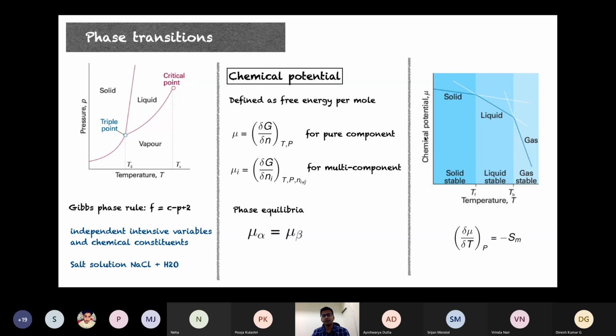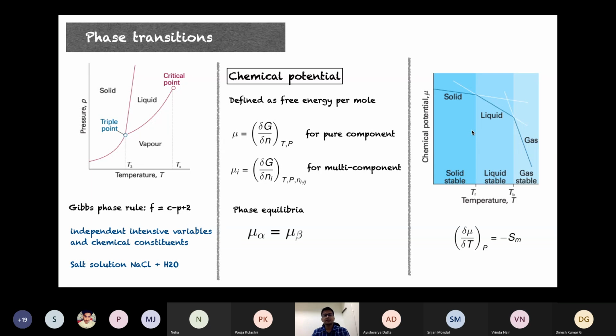Now here on the right top, I plotted chemical potential as a function of temperature. And there are three lines: one for solid, another for liquid, and another for gas. From here, you can anticipate that for solid, with increasing temperature, the decrease of mu is quite small, because in solid the entropy changes are minimal. But when you go from solid to liquid and gas, then you see a drastic change in the chemical potential as a function of temperature. So this is something just to remember.